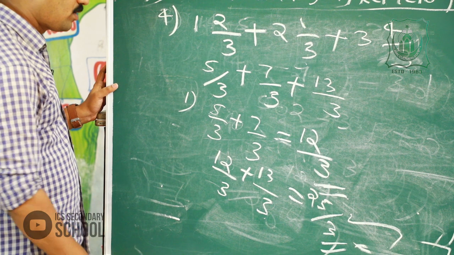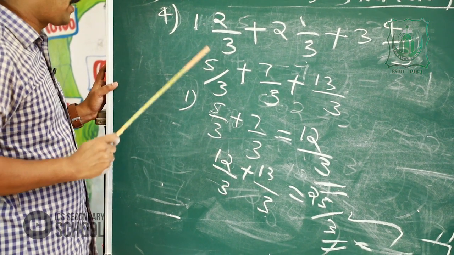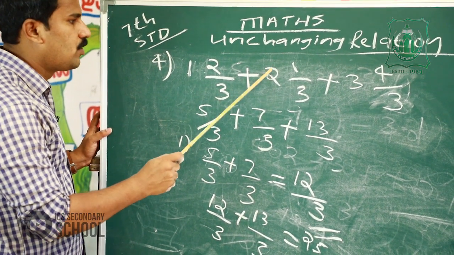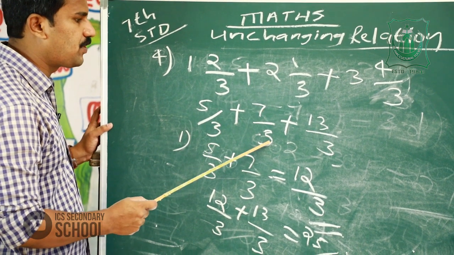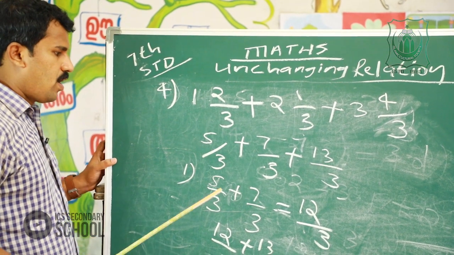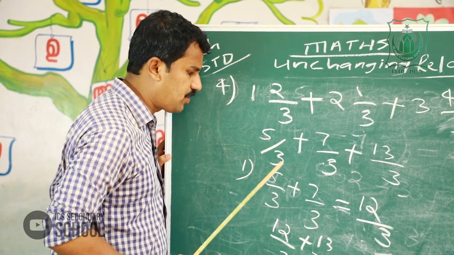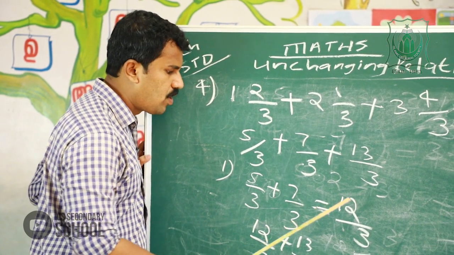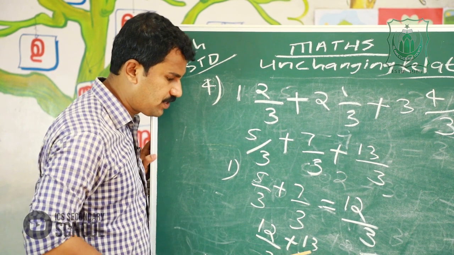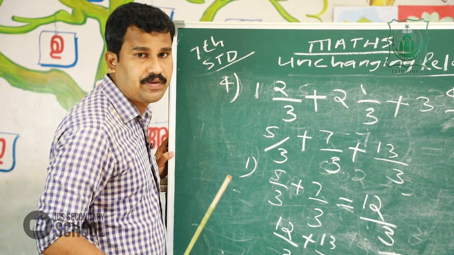Got it? First we change into normal fractions: 1 into 3, 3, 3 plus 2, 5, 5 by 3. 2 into 3, 6, 6 plus 1, 7 by 3. 3 into 3, 9, 9 plus 4, 13 by 3. Then this is an addition process, so first we solve 5 by 3 plus 7 by 3, that is 5 plus 7, 12, 12 by 3. Then 12 by 3 is added to the last number, 13 by 3. 12 plus 13, 25, 25 by 3. So the answer is 25 by 3.